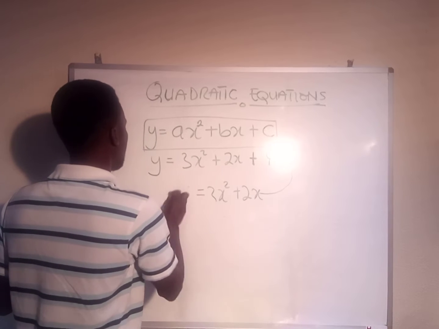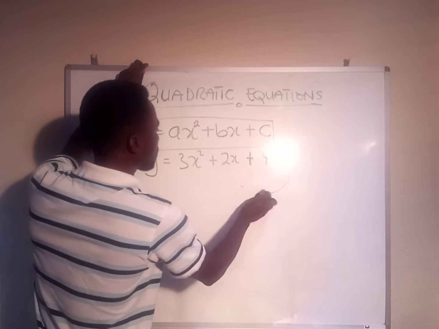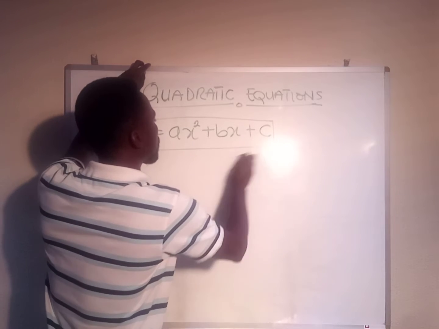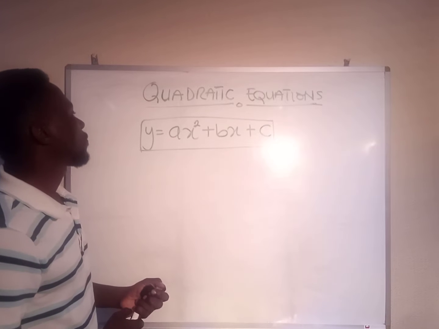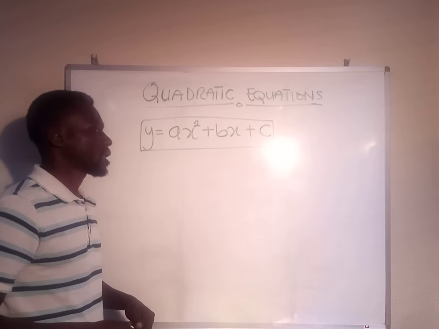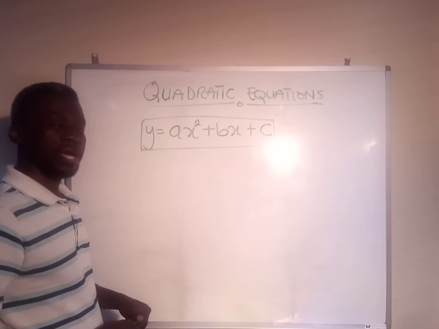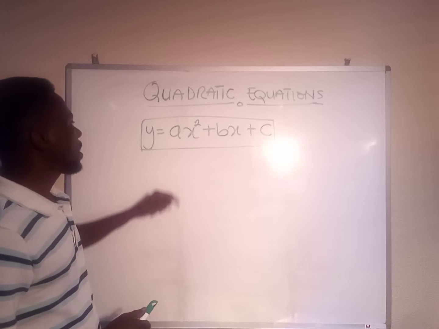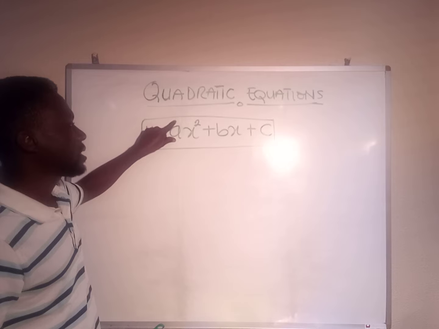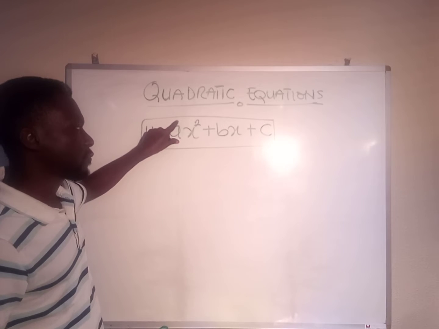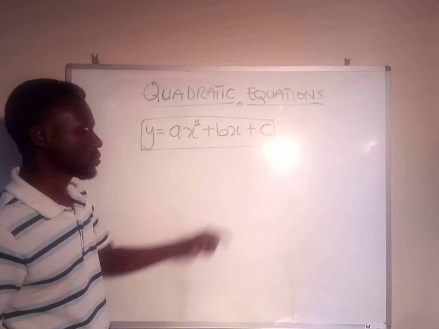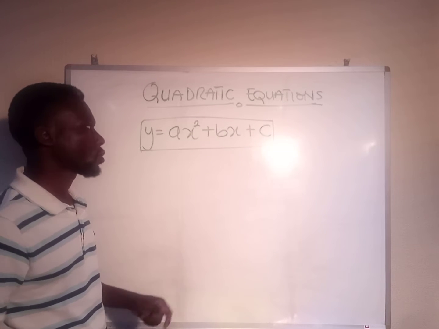Let's continue from this point. We have said that a quadratic equation is an equation of the form y is equal to ax squared plus bx plus c. This is the first term, your leading coefficient. This is the middle term, and this is the constant. Any number that is here is called the constant.